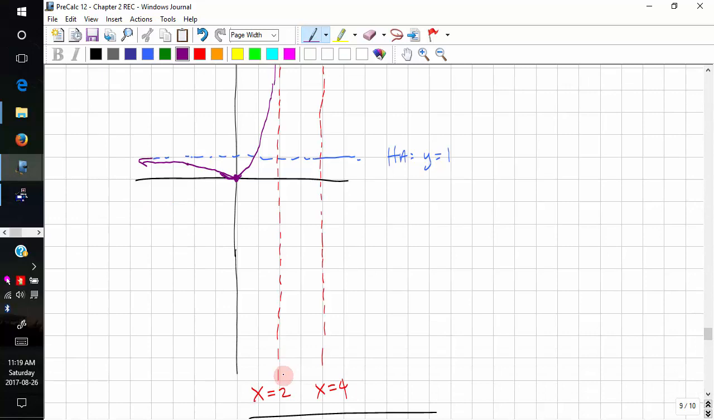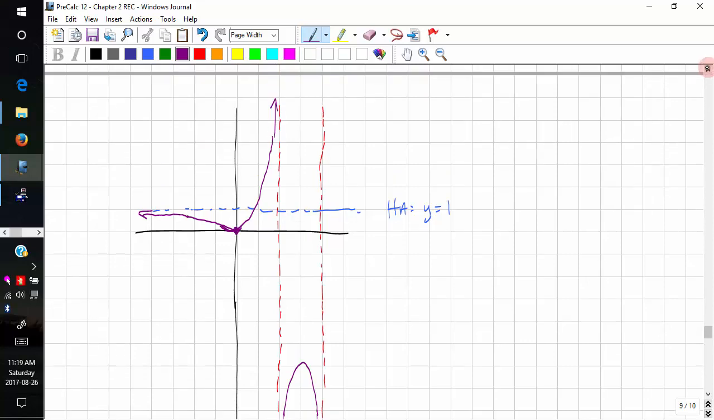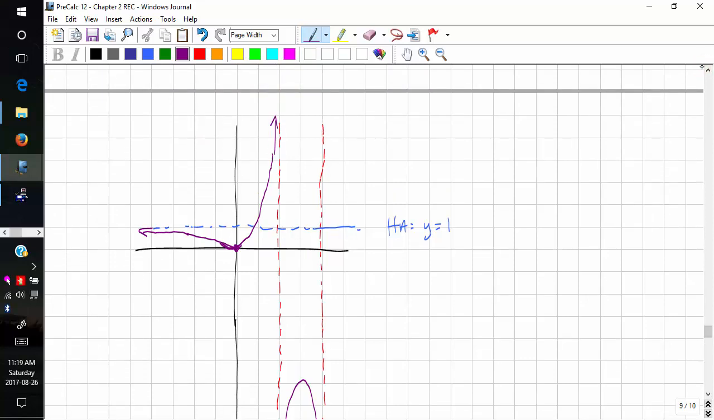And here, we know it's going to negative infinity. And here, at 3.9, we know it's going to negative infinity. And this just needs to go up and then back down. And at 4.1, we know it's going to infinity. And then at infinity, we know it's going to this horizontal asymptote.